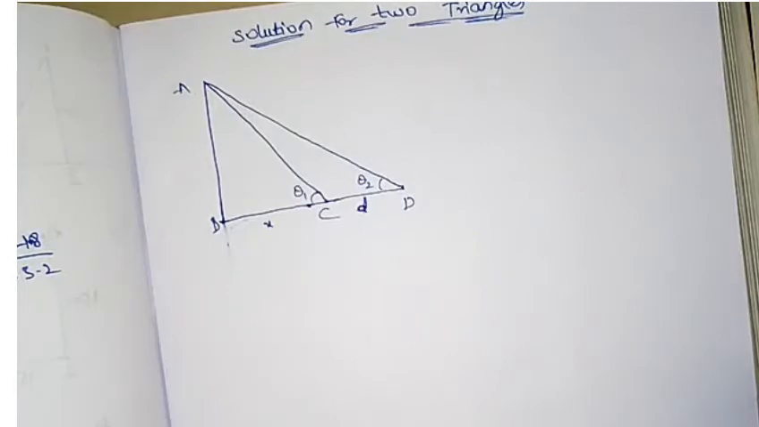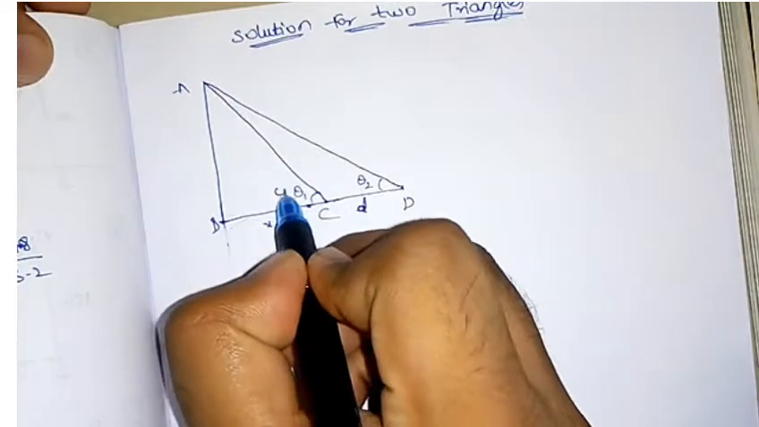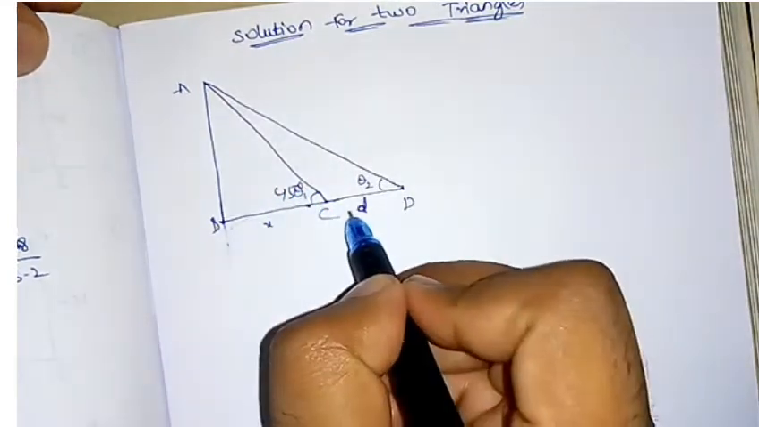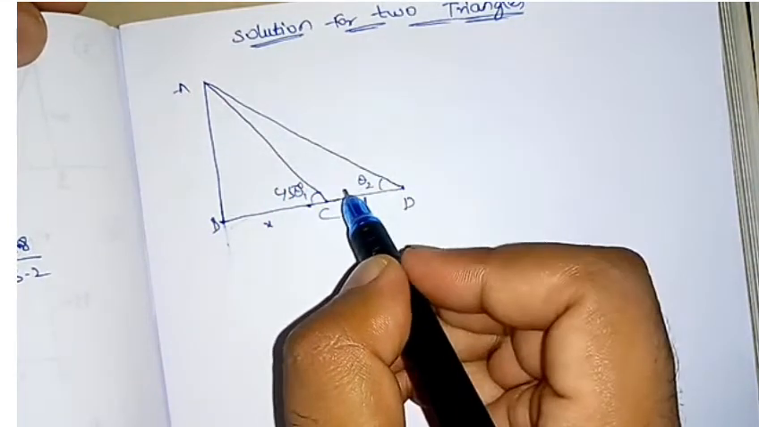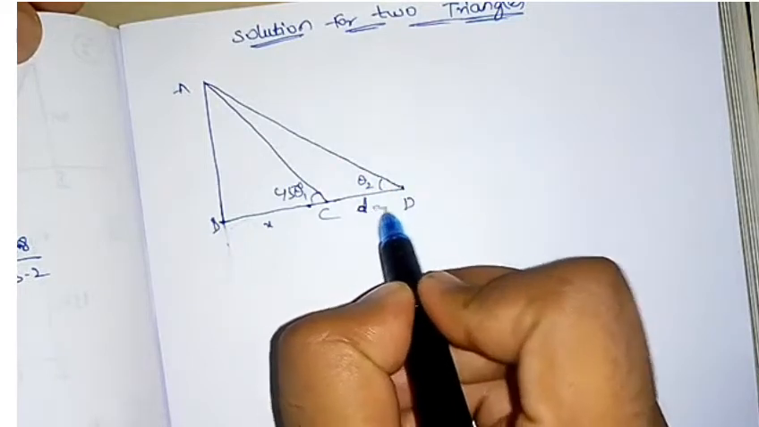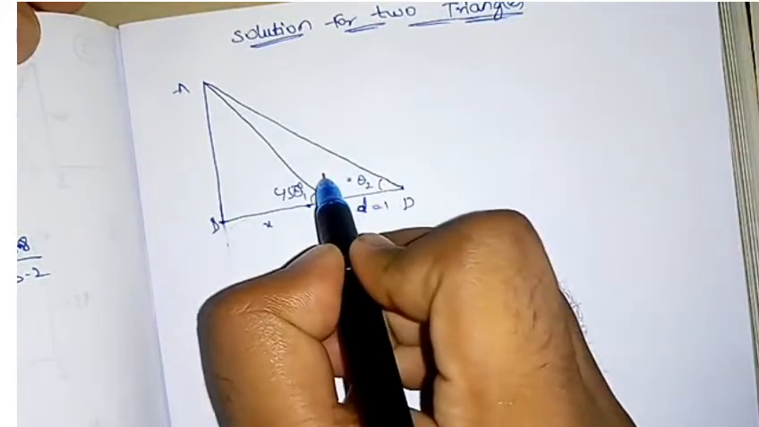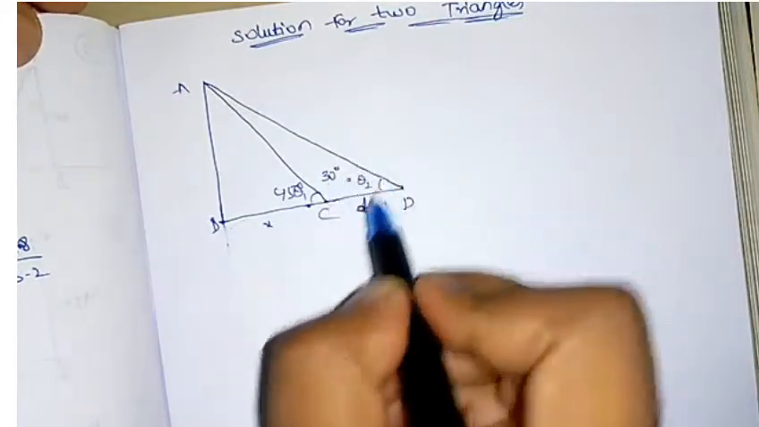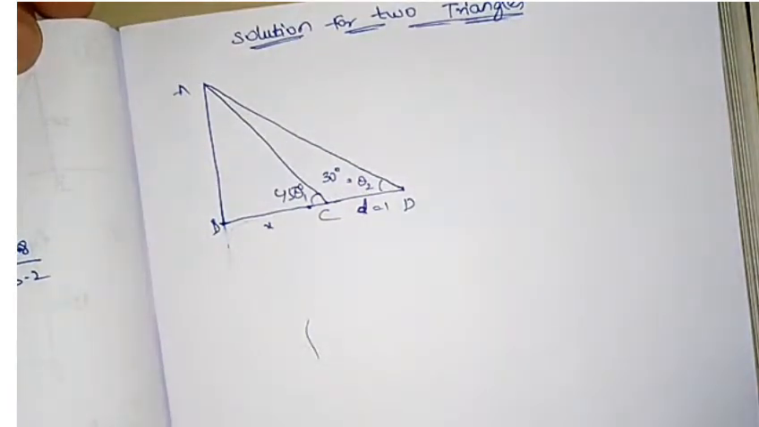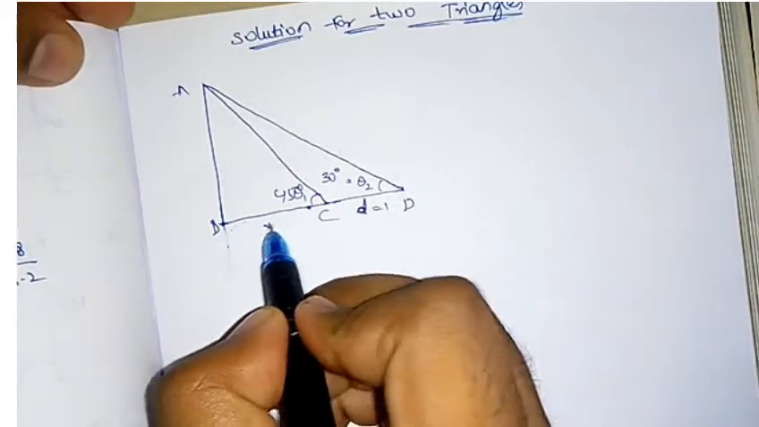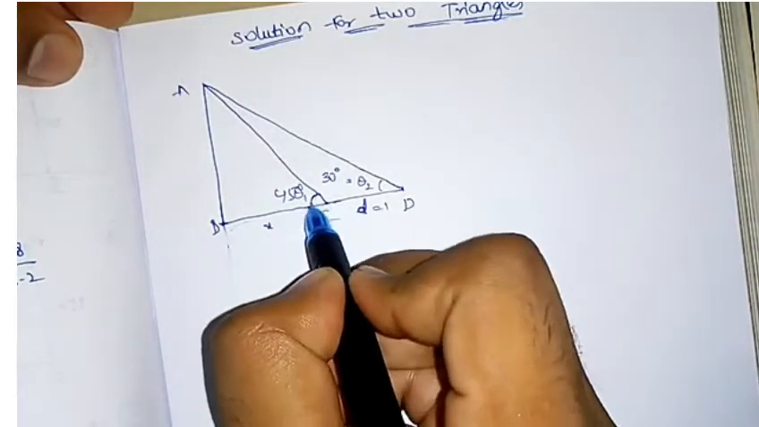Suppose you are observing the top of a palm tree at an angle of 45 degrees. The angle of elevation changes to 30 degrees when you move 11 meters away from here. So D is equal to 11. Let us find the height of the tree. How to find the height of the tree?